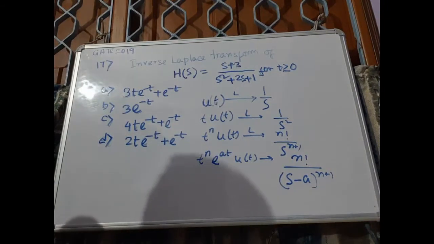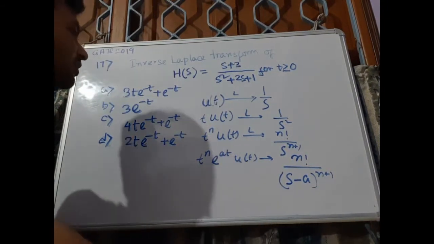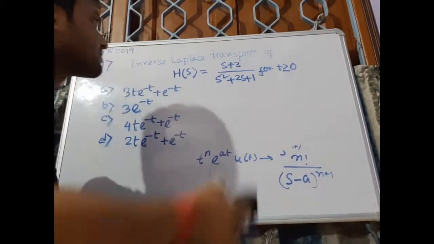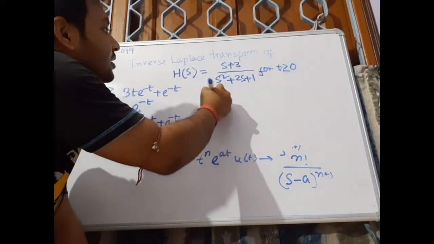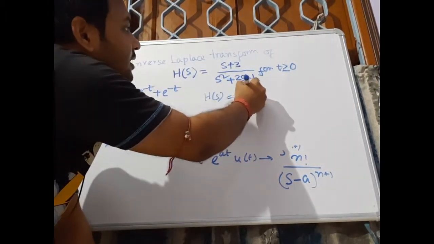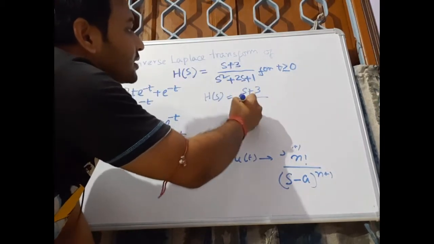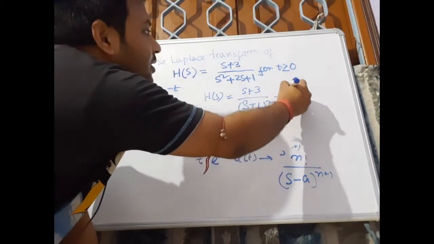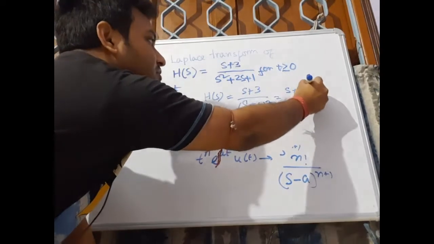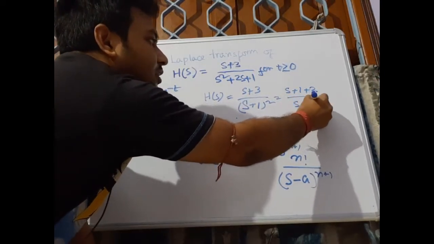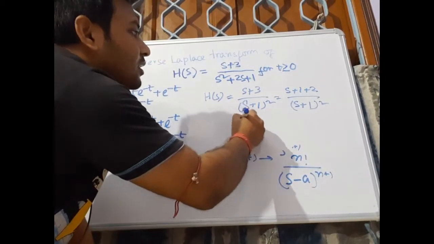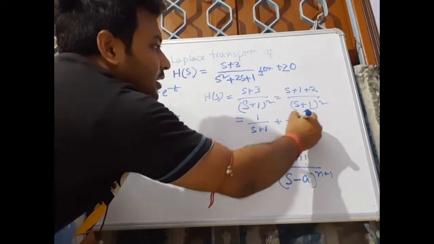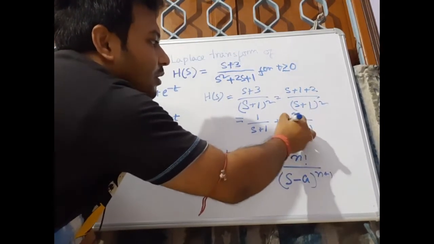Okay, now I am just erasing this. After this, H(s) can be written as (s + 3) divided by (s + 1) whole squared, right? Now this can be written as (s + 1 + 2) divided by (s + 1) whole squared, and this is 1 by (s + 1) plus 2 divided by (s + 1) whole squared.